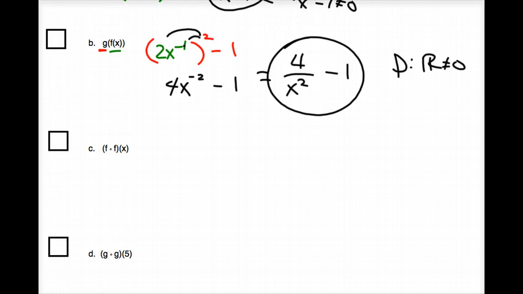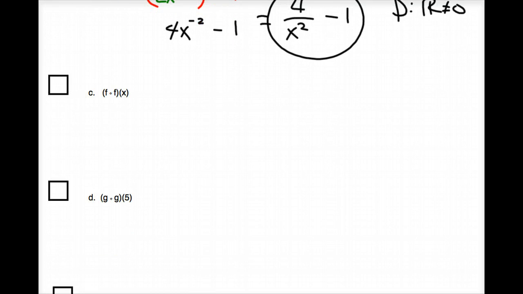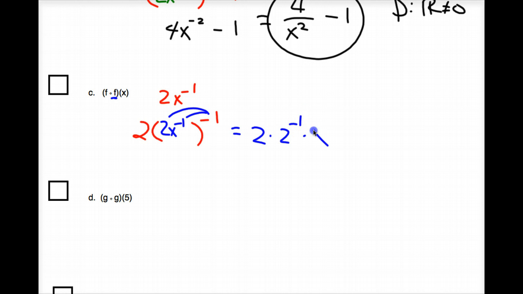Moving on. C says f of f of x. That means we're going to plug f into itself. Well, f was 2x to the negative 1. So I'm going to go 2 parentheses the negative 1. And then I'm just going to take the f of x and plug it in. There's again a variety of ways to do this, but I'm going to go ahead and distribute this. So turn it into 2 to the negative 1 and x to the first.